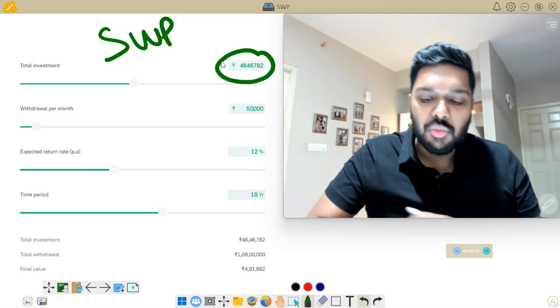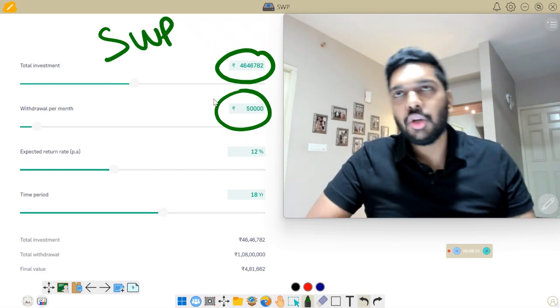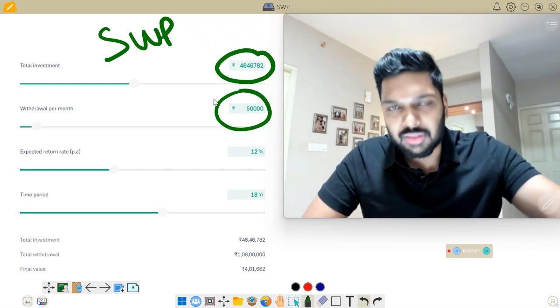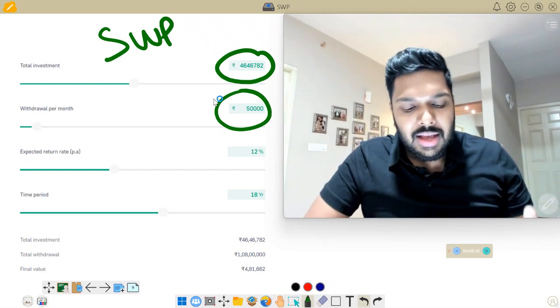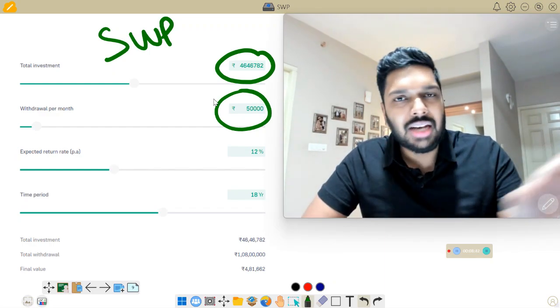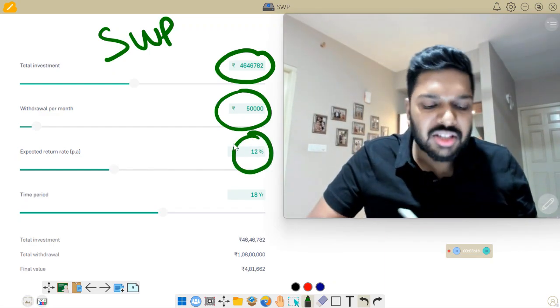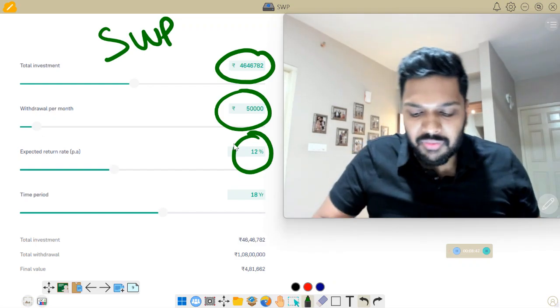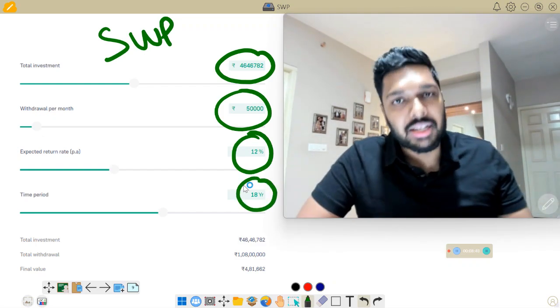And say now you want to withdraw 50,000 rupees every month for your personal needs, whether it is grocery or whatever personal need that you have. Because you're playing in the same market, let's keep the rate of return around 11 to 12%. And you're doing this withdrawal mechanism for the next 18 years, which is a long period.